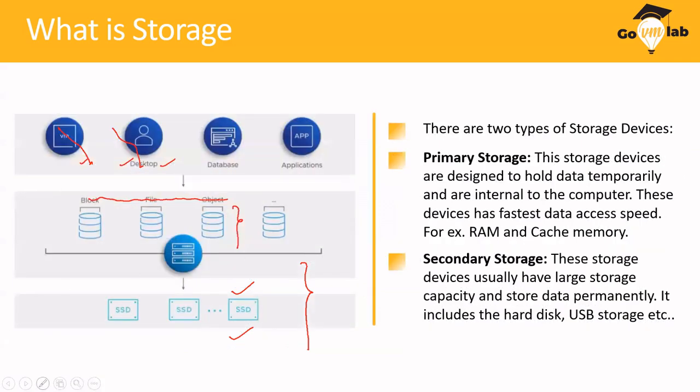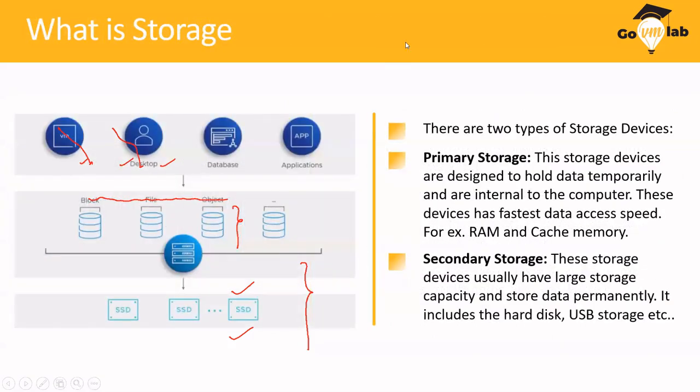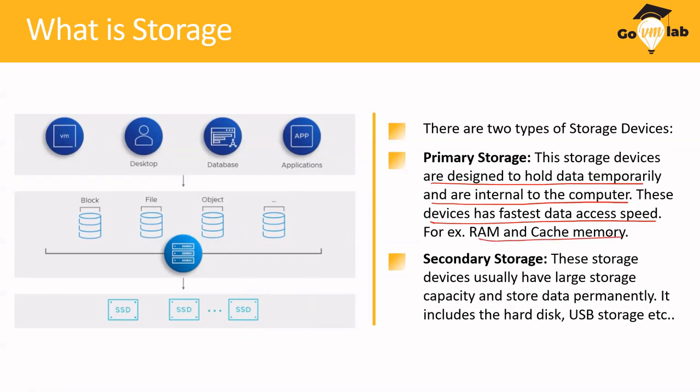Now, as we said, we have two kinds of storage, right? So we have a primary storage and we have a secondary storage, right? The primary storage, what it says is that these storage devices are designed to hold data temporarily and they're internal to the computer. These devices have the fastest data access speed, and the classic examples are RAM and cache memory. So we all know there is this kind of storage that every subsystem will have, right? And that is RAM and cache.